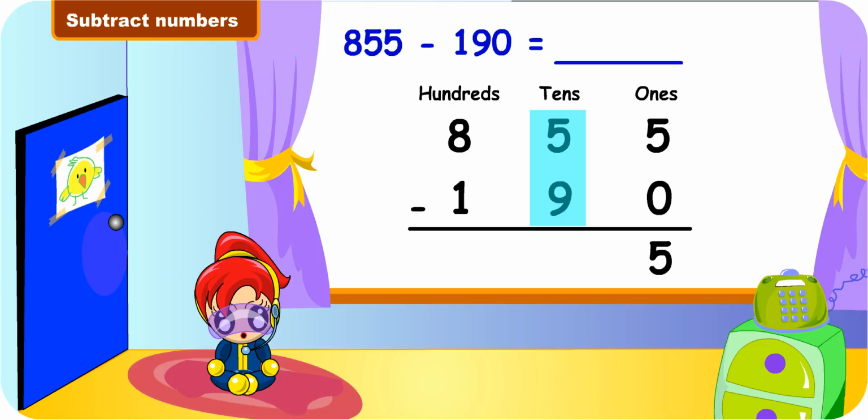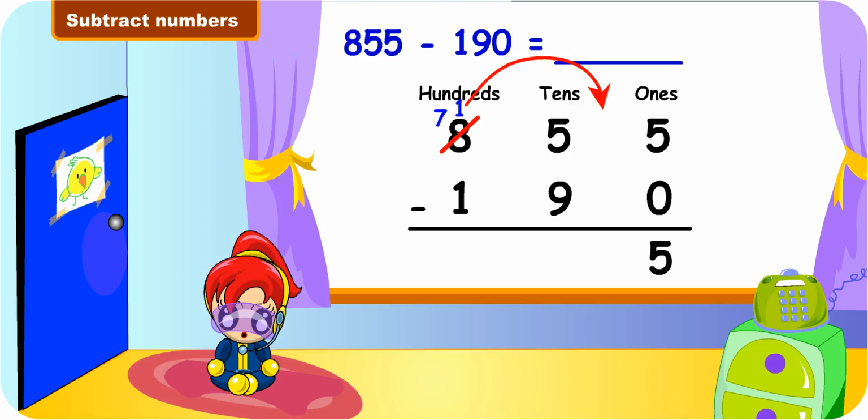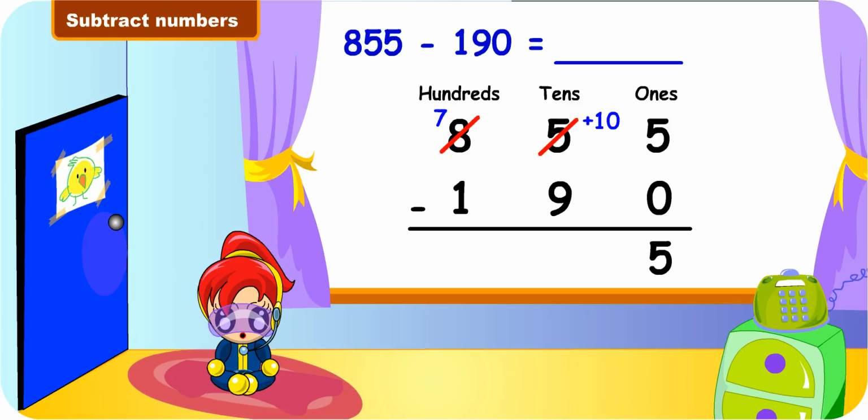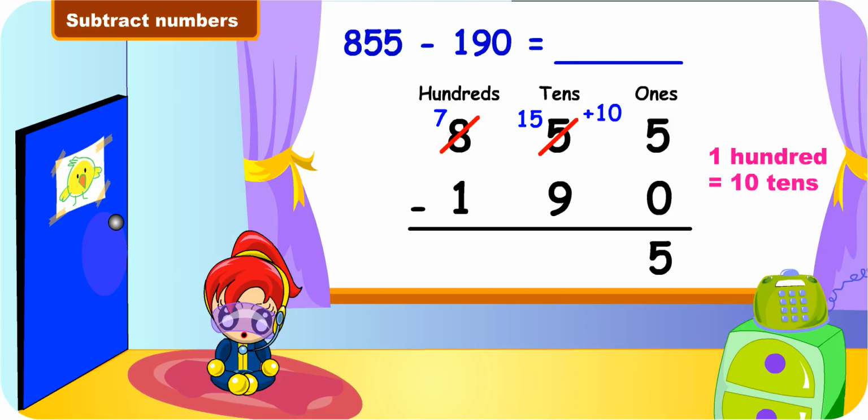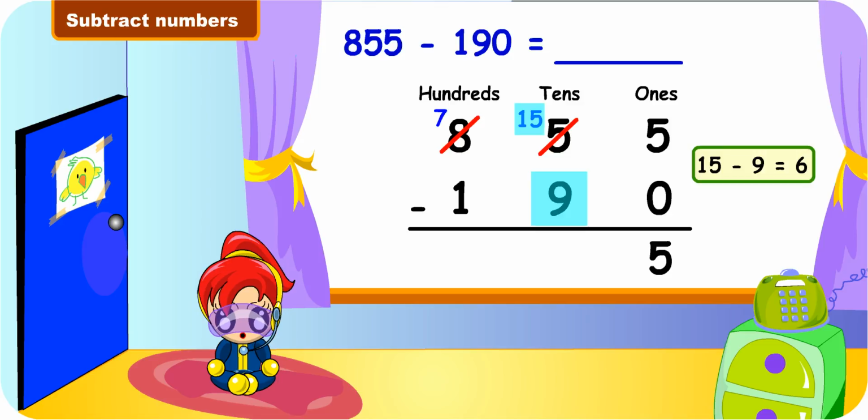Good. Next, we subtract the tens. As there are not enough tens to subtract from, we need to take 100 from 8 hundreds, leaving 7 hundreds. We then add 10 tens to 5 tens and rename 5 tens as 15 tens. Okay, 100 is equal to 10 tens. Now, 15 minus 9 is 6. So we write 6 in the tens column.